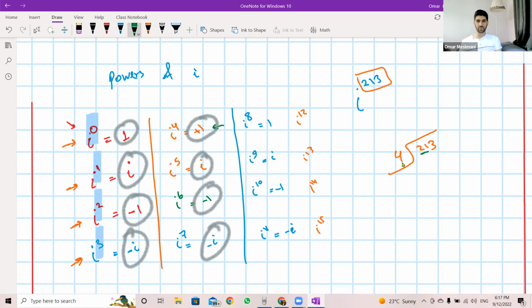All right, now 213 over 4. How many do we have? The answer is 53. 53 times 4 is going to be 212. You subtract, you get a 1, and you will take the remainder.